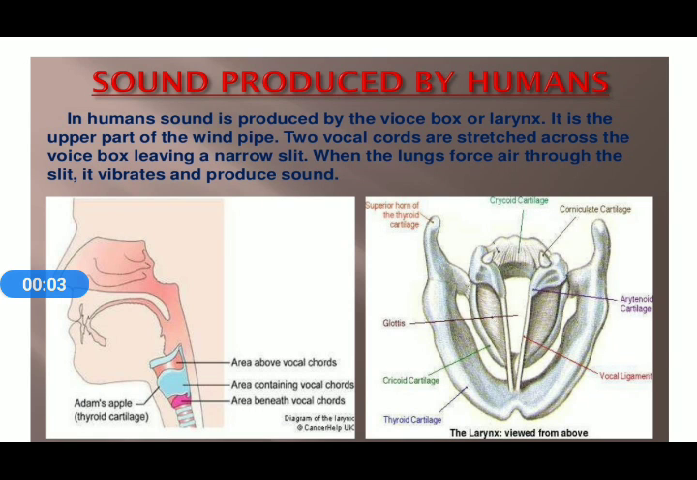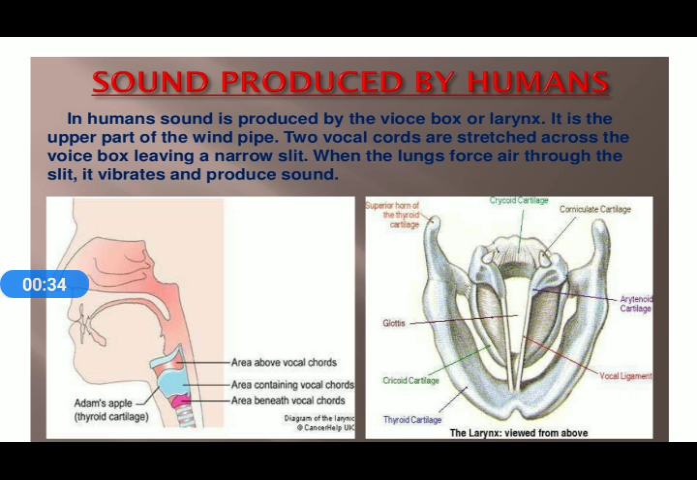Dear students, in this video, we are going to discuss how sound is produced by humans. In previous classes, we have learned that sound is produced by a vibrating body. It means whenever we make any kind of effort on an object, it gets some vibrations, and after that it can produce sound.